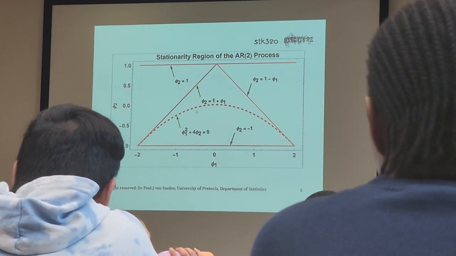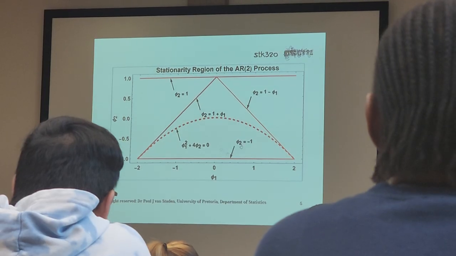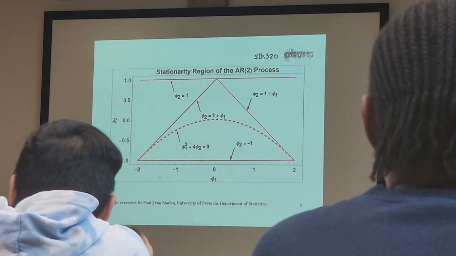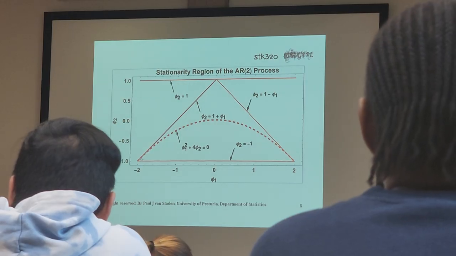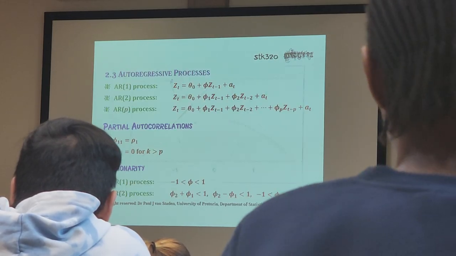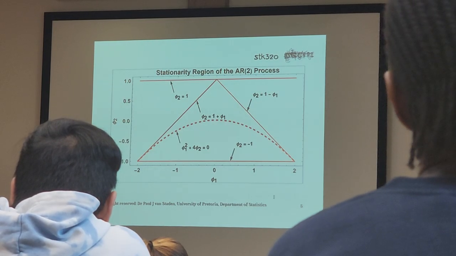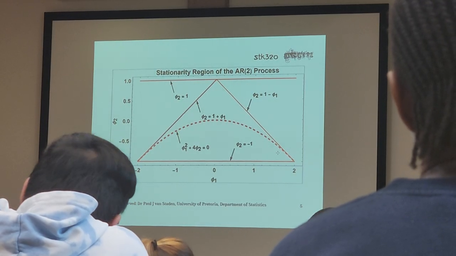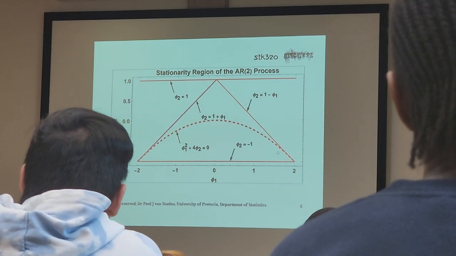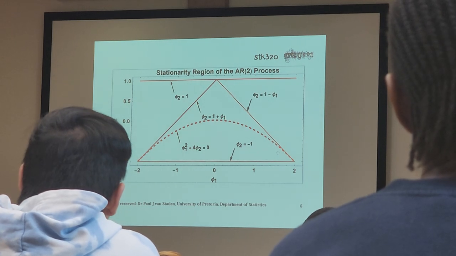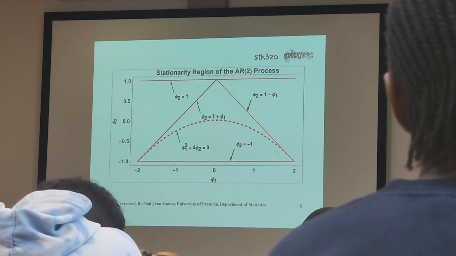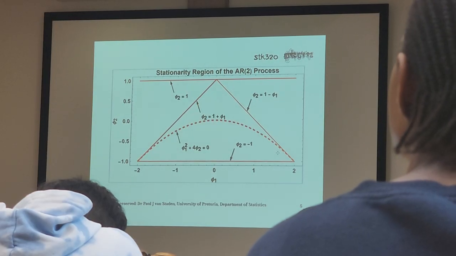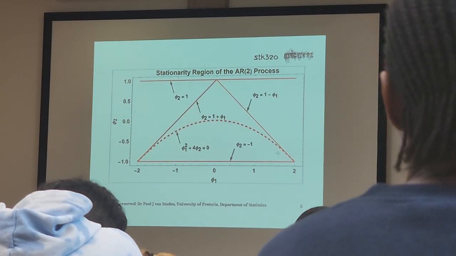And the third condition is that phi2 should be between 1, that is the line there, and -1. So if we add the third condition, this restriction, then we end up with a triangle. And this triangle gives you the stationary region of the AR2 process. So any combination of phi1 and phi2 lying within that triangle gives us stationarity.